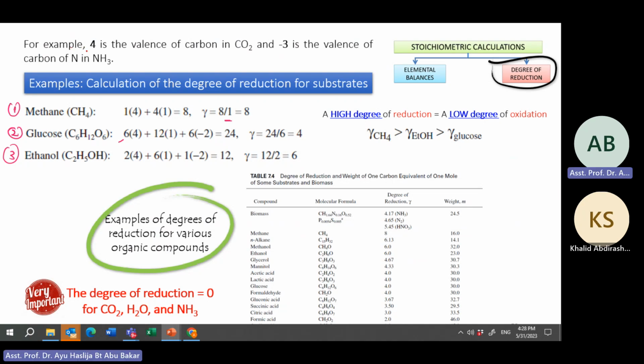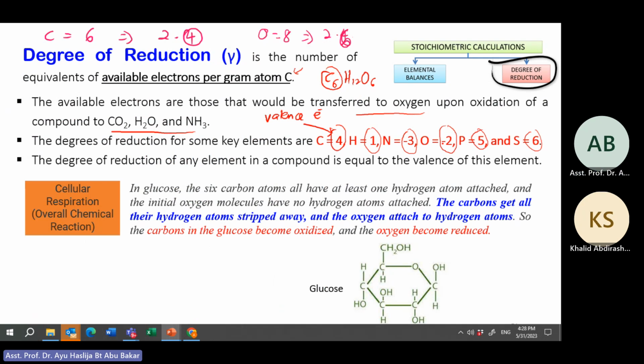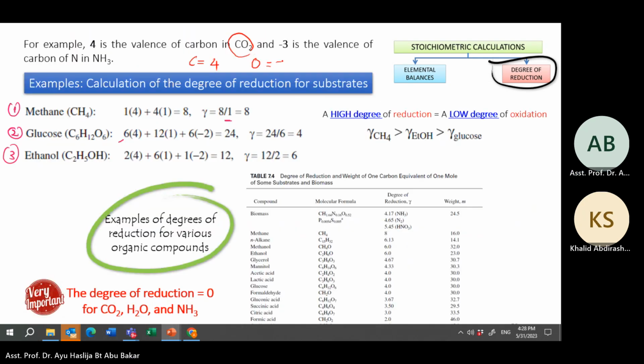Now, for this example, 4 is the valence of carbon in CO2. CO2 consists of C and O. Valence electron for C is 4. Valence electron for O, what is it? -2. Valence electron. Okay, and then -3 is the valence of N.